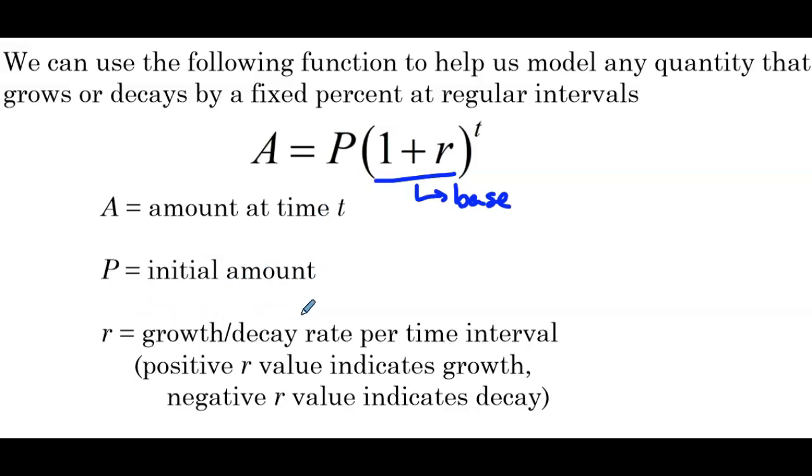R is the growth or decay rate per time interval. So in that first example, the population was growing at 35% each year. A positive R value indicates growth. A negative R value indicates decay. So if we have 1 plus 0.2, we're growing by 20%. 1 minus 0.2, or 1 plus negative 0.2, that would be decaying at 20%. We're going down 20%.